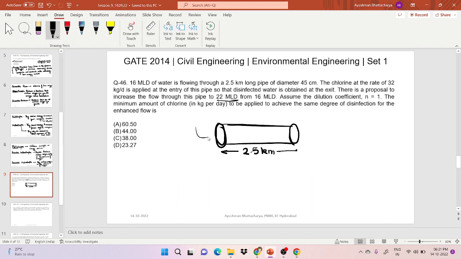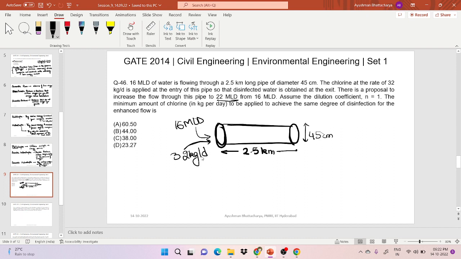Okay, so this is 16 MLD of water. It is treating 16 MLD of water flowing through a 2.5 kilometer pipe. The diameter they are mentioning here is 45 centimeter. The chlorine at a rate of 32 kg per day is applied at the entry of the pipe. So at the entry, 32 kg per day of chlorine is applied.